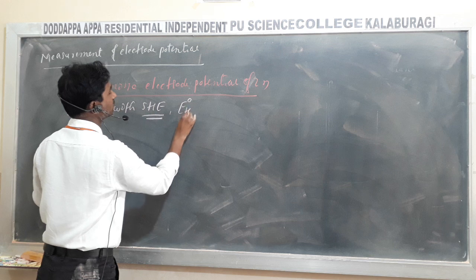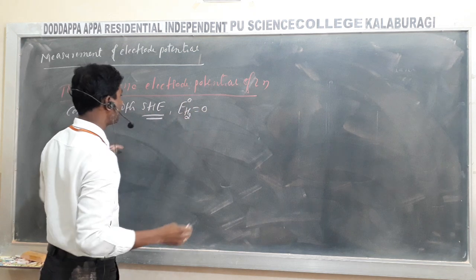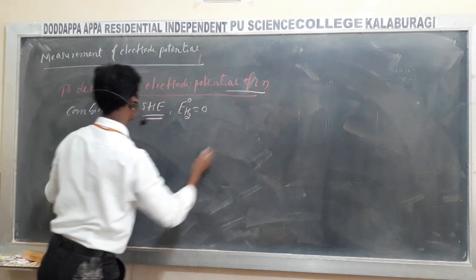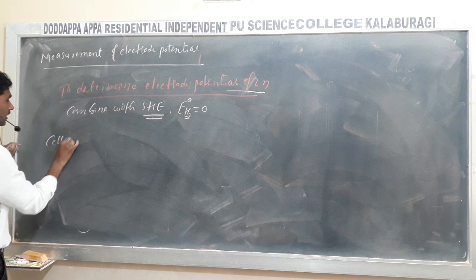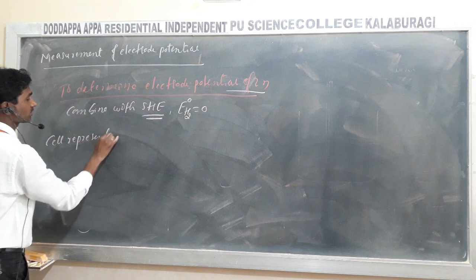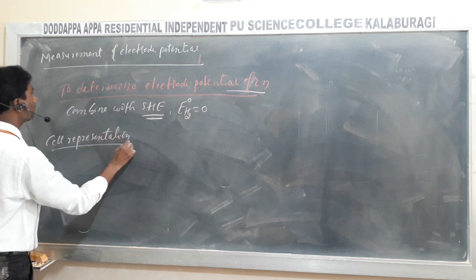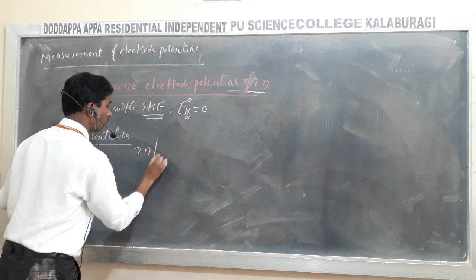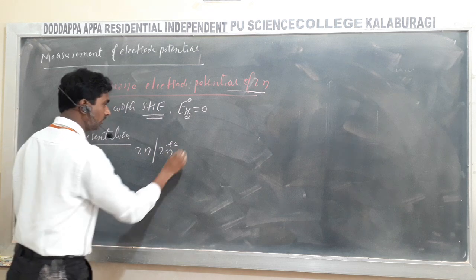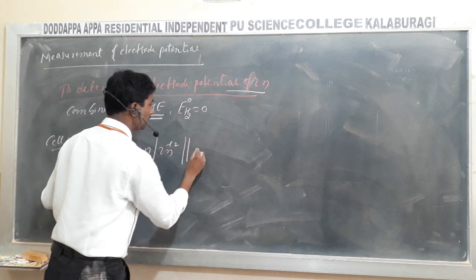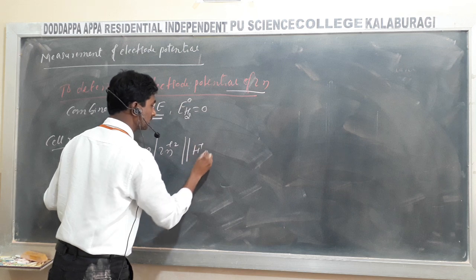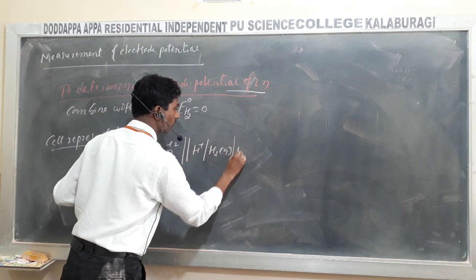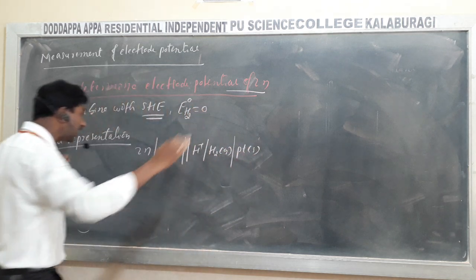Why are we selecting this? Because the electrode potential of hydrogen is 0, and it is called the reference electrode. So to determine the electrode potential of zinc, what is the cell representation? Now I can write here: the zinc electrode is dipped in zinc solution, and it is separated by a salt bridge. Next is the H plus, next H2 gas, which is absorbed on solid platinum. So this is the cell representation.